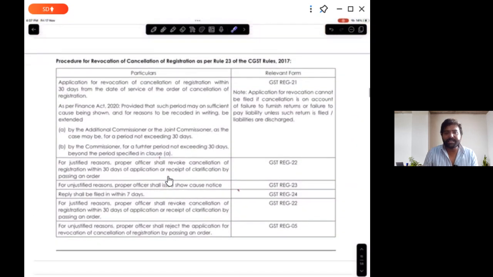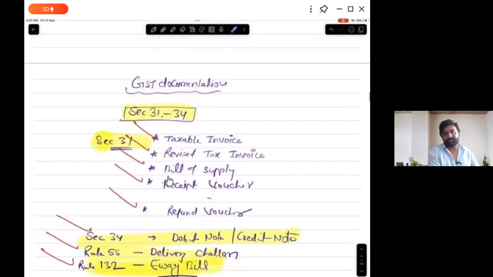There are some forms given that I am attaching in your notes. You just have to refer these forms. These forms talk about a lot of GST registration details, but that you can read on your own. I just need to cover the main section of this chapter, that is registration.